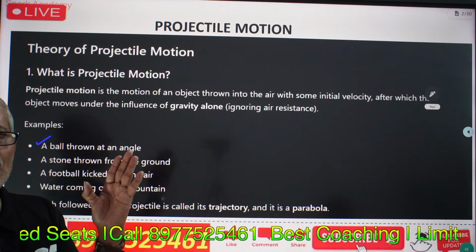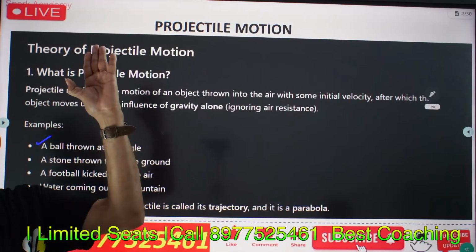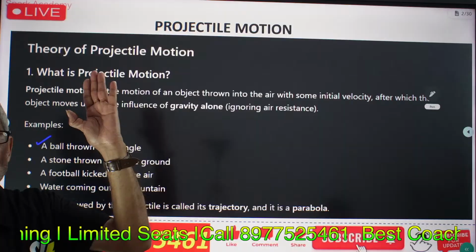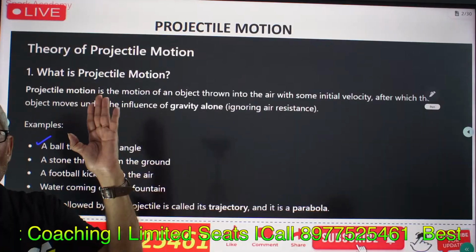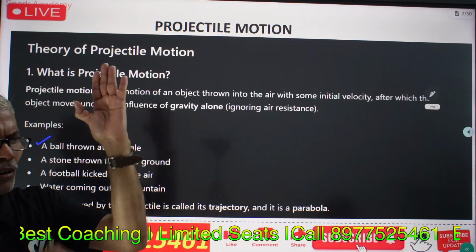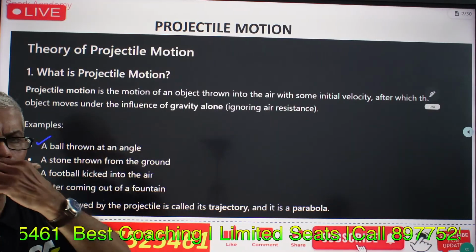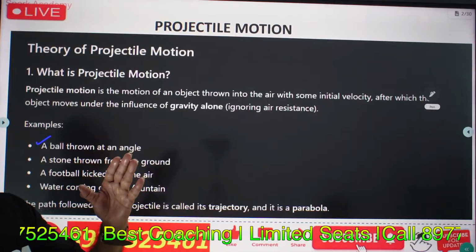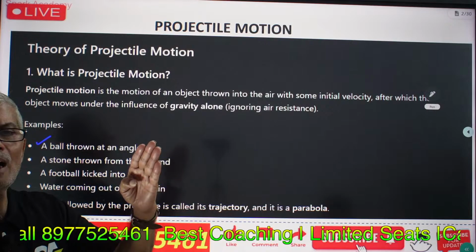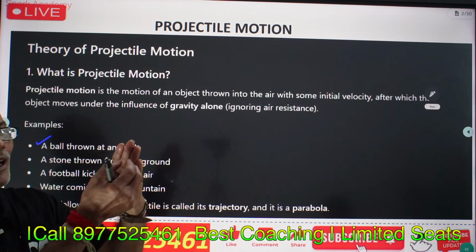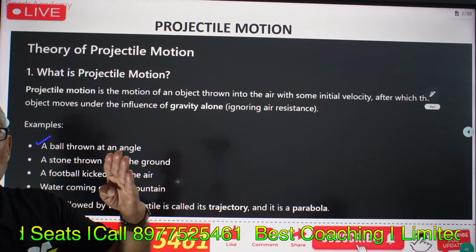If it is exactly vertical, then you cannot say it is projectile motion. The vertical component will be balanced by the vector, upward vector minus downward vector. So a projectile in the first place has to be at some angle. At any angle, if you send a projectile, for some time it will move in that particular direction, and then at each and every point, gravity will be acting in the downward direction.